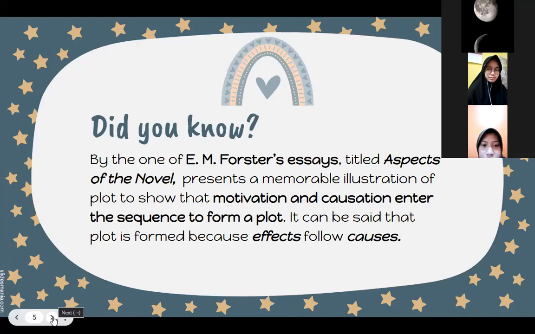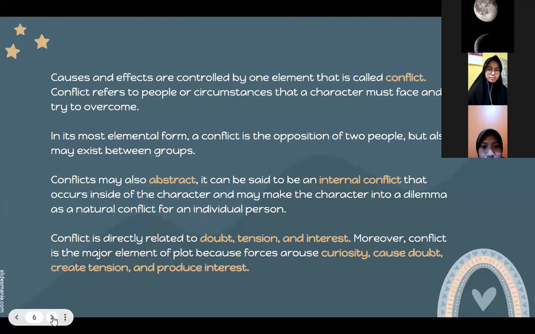Okay, one of E.M. Forster's essays, titled Aspects of the Novel, presents a memorable illustration of plot to show that motivation and causation enter the sequence to form a plot. It can be said that plot is formed because effects follow causes. Next slide, please. Causes and effects are controlled by one element that is called conflict.